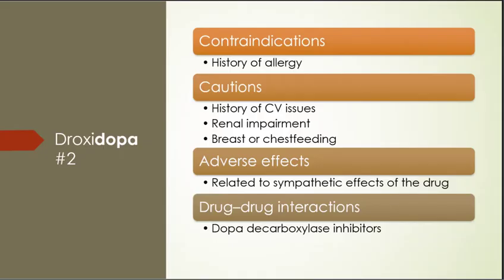Patients with a history of cardiovascular disease, such as coronary artery disease, arrhythmias, or heart failure, should be closely monitored because droxidopa increases norepinephrine levels and can increase the blood pressure and cardiac workload. Patients with renal impairment also require careful monitoring because the drug is excreted through the kidneys.